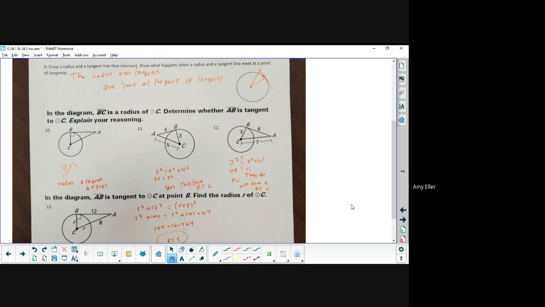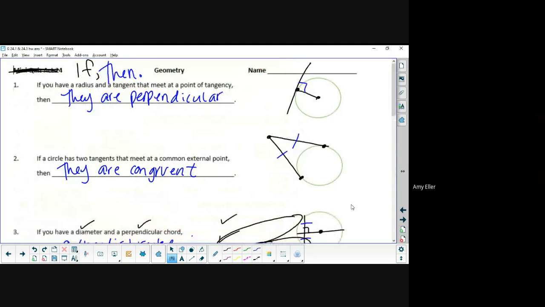10 through 12. In the diagram, BC is a radius of circle C. Determine whether AB is tangent to circle C. Explain. Let me go to this theorem here. It says that we have a radius. The directions say you have a radius, so yes, we know that for sure. It says, is it tangent? Here's how you determine if it is. If they form a right angle, perpendicular, then yes, it's got to be tangent. If they are perpendicular, 90 degrees, then of course you have a tangent.